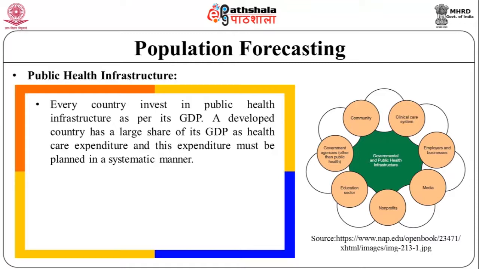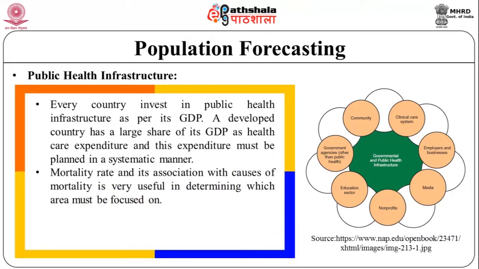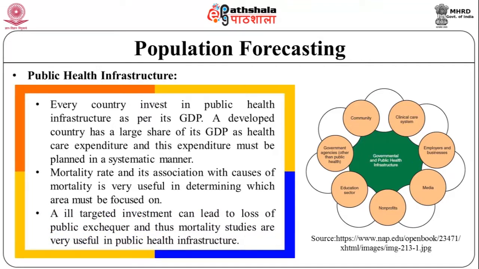A developed country has a large share of its GDP as healthcare expenditure, and this expenditure must be planned in a systematic manner. Mortality rate and its association with causes of mortality is very useful in determining which area must be focused on. An ill-targeted investment can lead to loss of public exchequer. Hence, mortality studies are very useful in public health infrastructure.